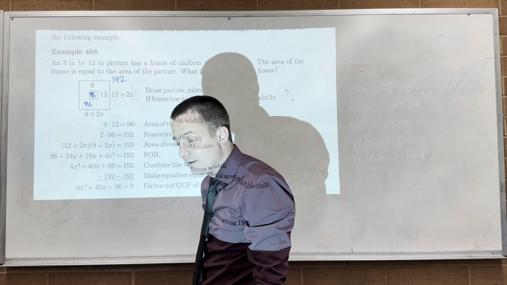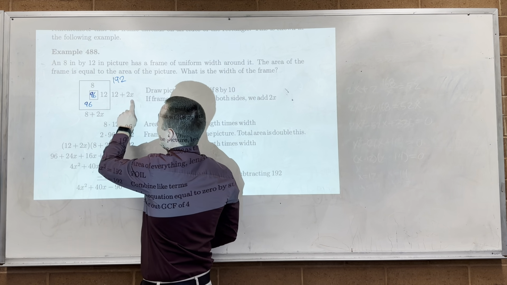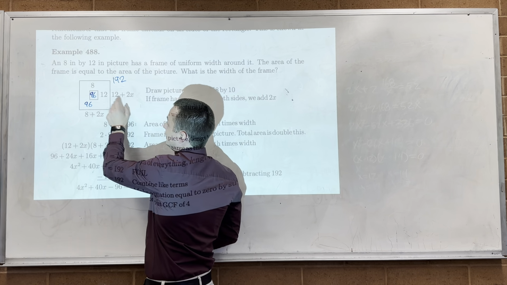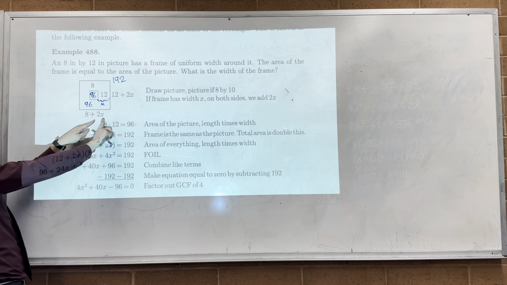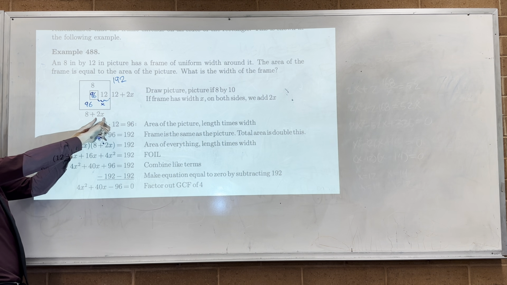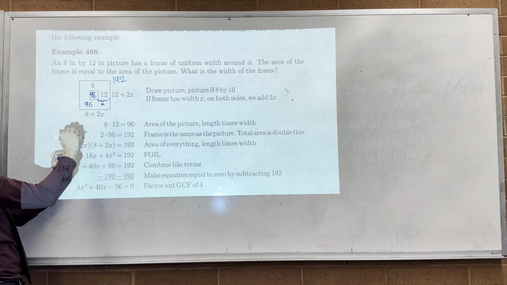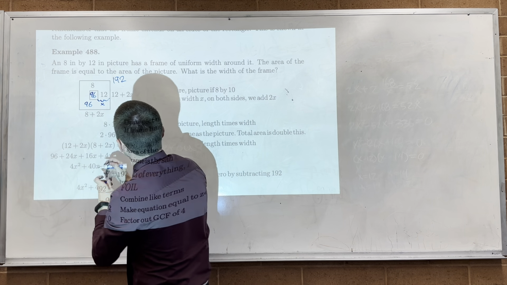That makes sense? So if our frame has width x, if we call this distance x, then this whole thing's width now is 8 plus 2x. The width of the picture plus the width of the frame, twice, because you have the frame on both sides of the picture. Similarly, the height is the same problem.